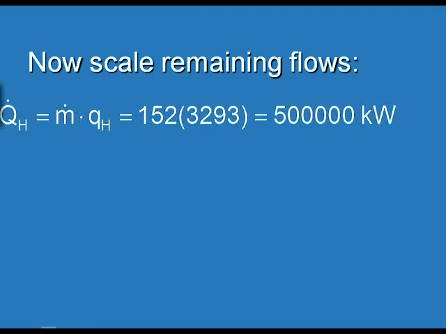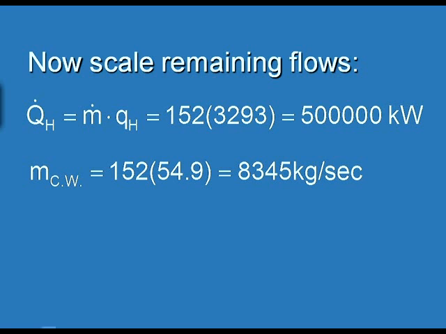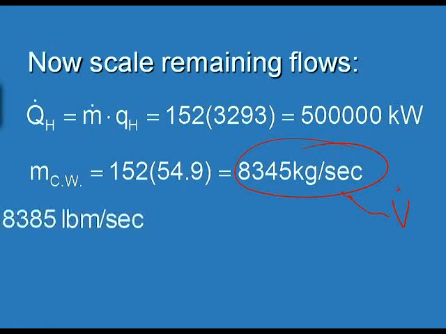So now let's scale the remaining flows. The QH, multiply the heat per mass times the mass per time. Turns out we need 500,000 kilowatts of heat added. That's what you're paying for when you run the plant. And the mass of the cooling water is 8,345 kilograms per second. I would encourage you, just for fun, to find out the volume flow of that in gallons per minute, and I think you'll be surprised how large that stream is. That's a lot of cooling water.